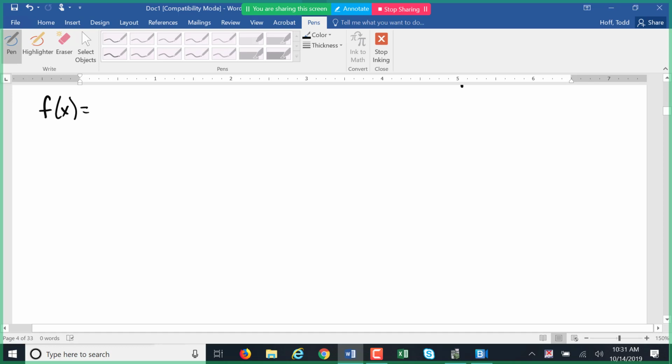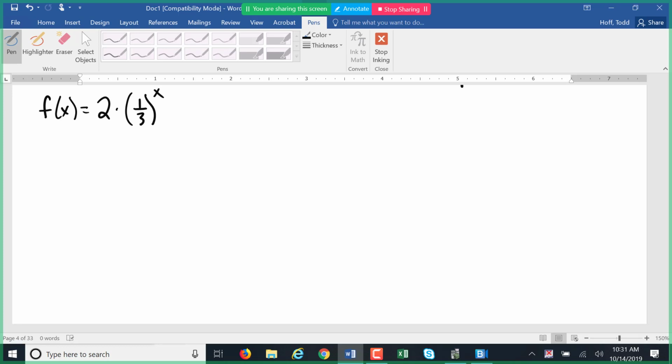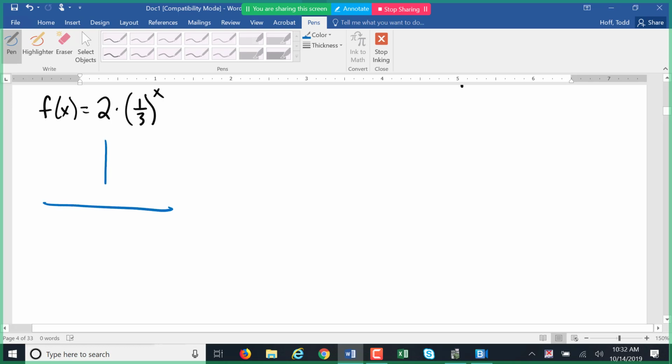f of x equals 2 times 1/3 to the x. So there's two things going on here. One, this is my little a value here. It's smaller than 1. It's between 0 and 1. So that means this is going to tail to the right. Tail is the end where it goes to 0. The times 2 means it goes through at positive 2. So it's going to tail like that.